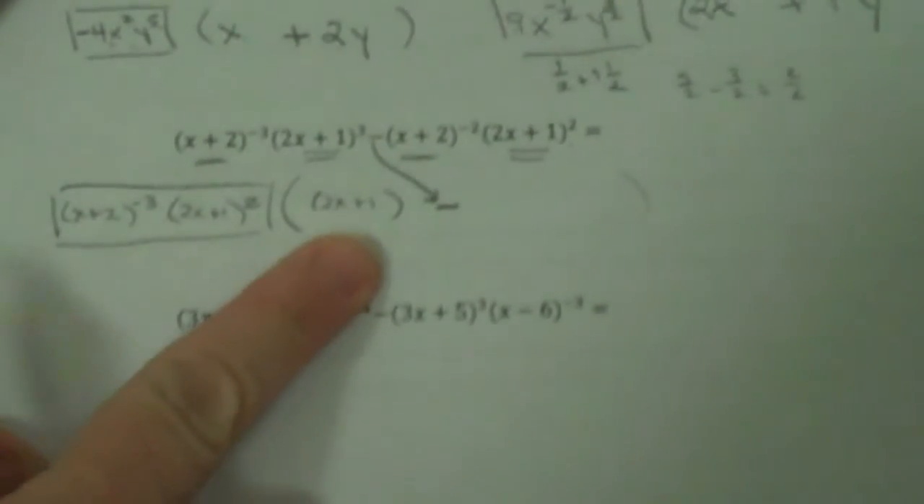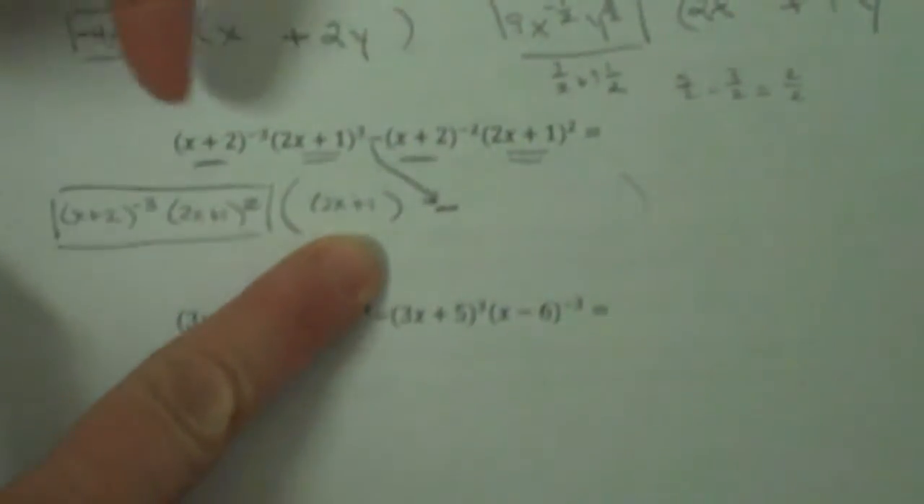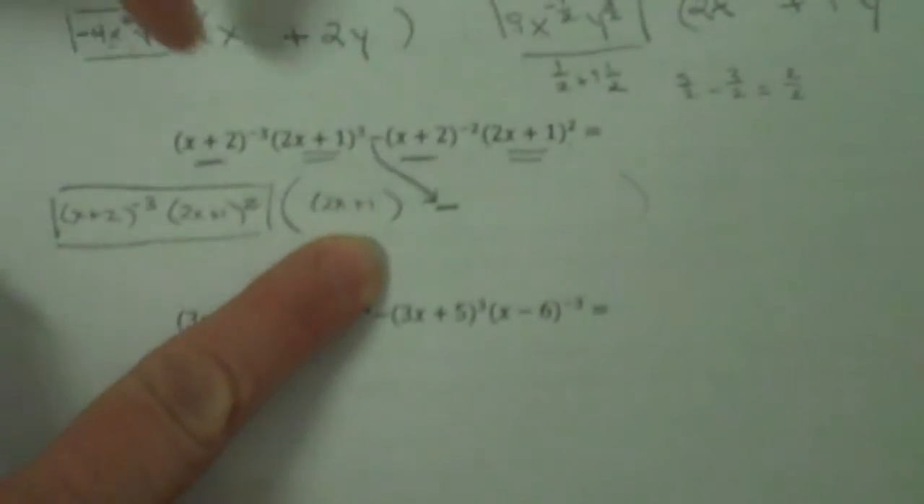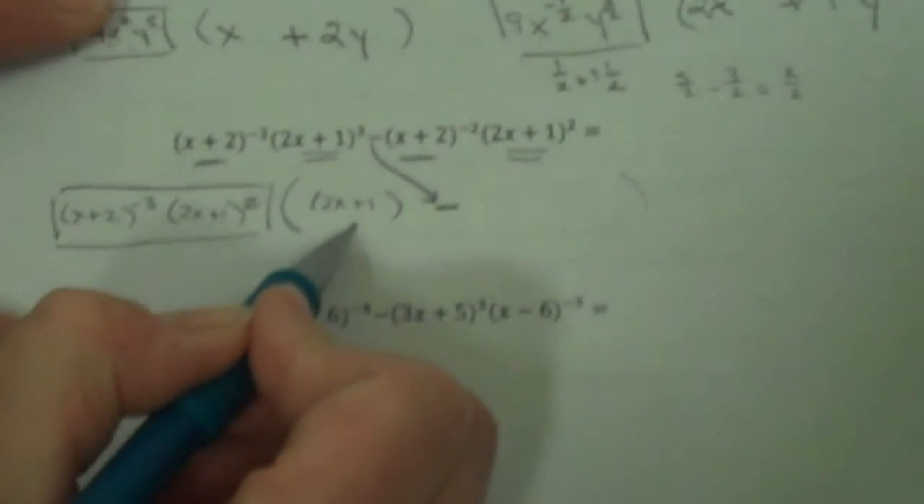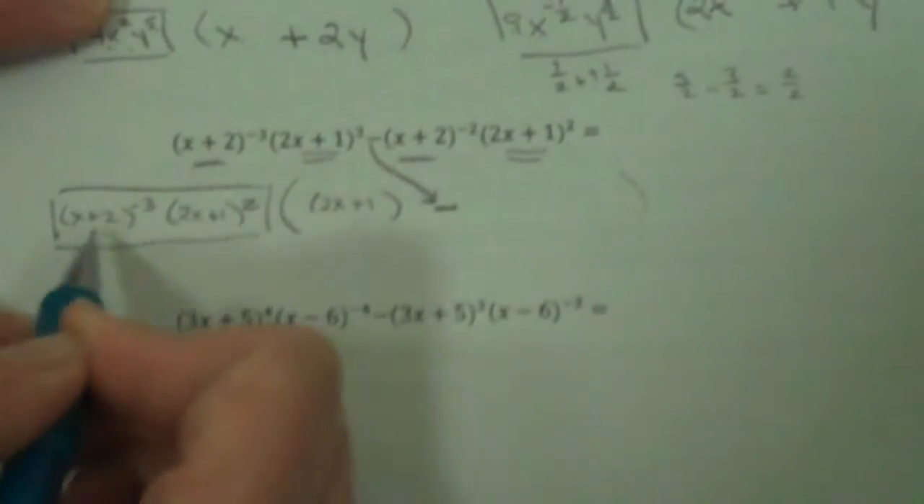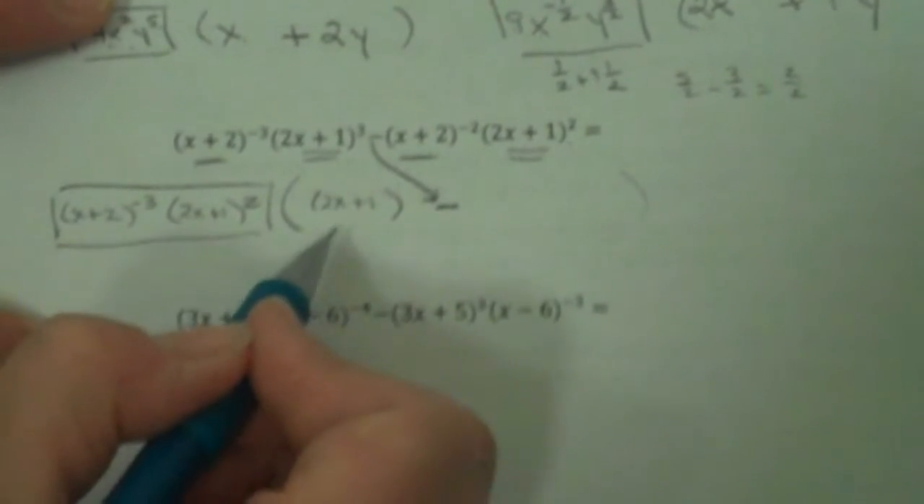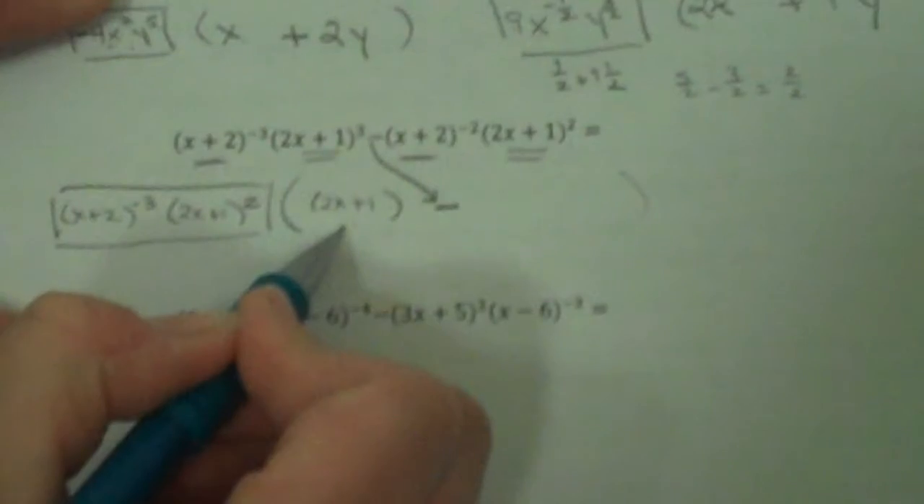So that's what I meant by don't assume that because these are in this order, that when you go inside your parentheses, this has to be x plus 2. It's not. You always just put in here whichever one is left after this is divided out. So in that case, it's the 2x plus 1.